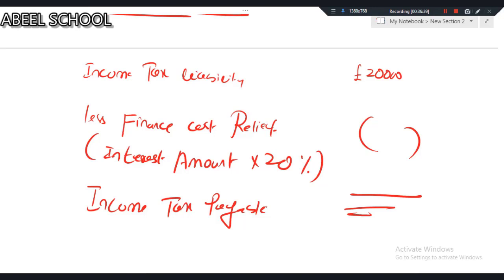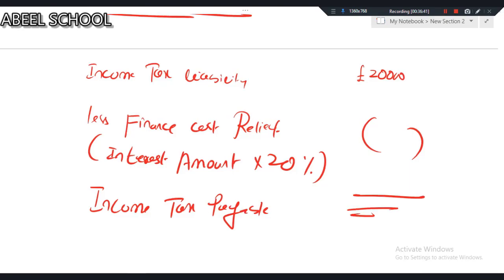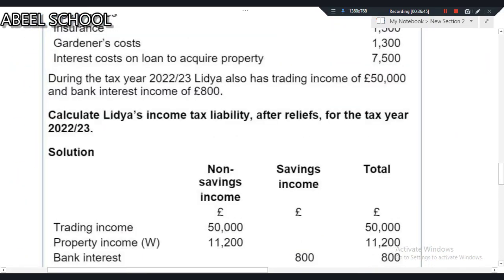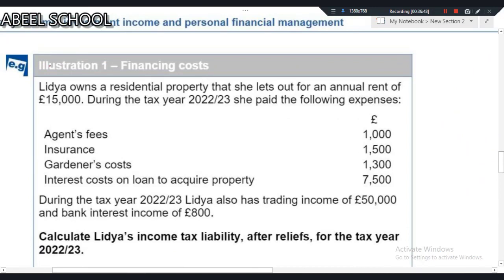Now let us do a question on this finance cost relief so that you should get a really good idea of what I really want to say. Again, leave this illustration. Finance cost. Okay. Calculate what it says. Lydia's income tax liability after reliefs for the tax year 22-23.